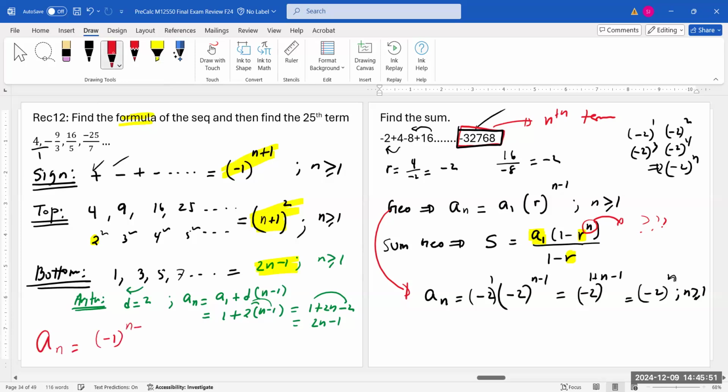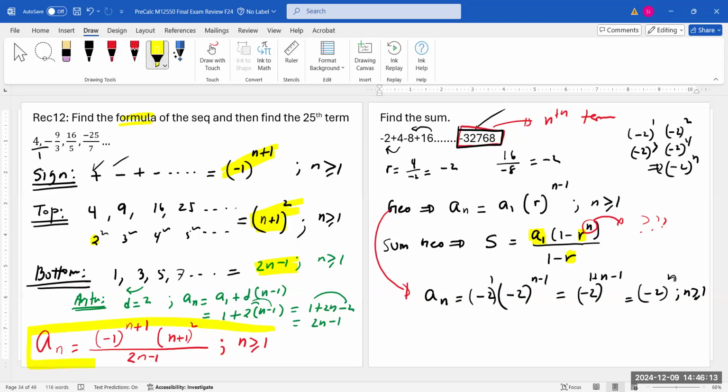-1 to the n plus 1 times n plus 1 squared. They go on the top, and in the denominator we have 2n minus 1. And you should always indicate where your n starts from, 1 or 0 or 2. Where does your n start from? So combining all of them, you got your formula.